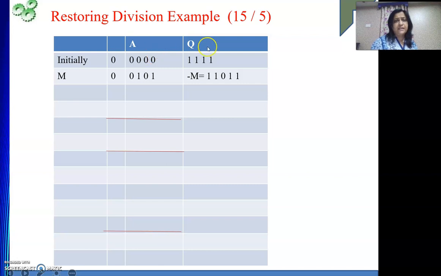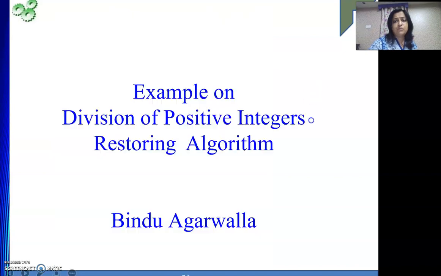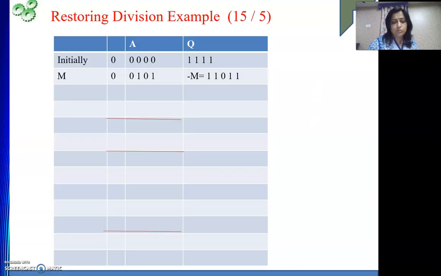And M contains the divisor. Divisor is 5. 5 is 101. So it is 3 bits, and one extra bit I am taking because whenever we perform the operation, we'll take all these bits together. So these many bits are there in your M.